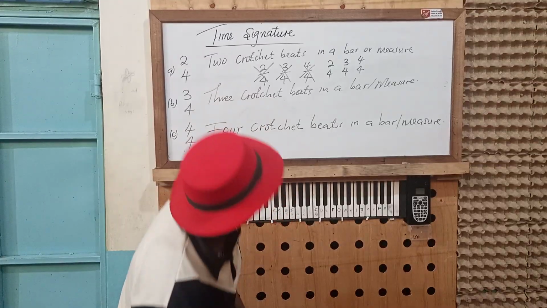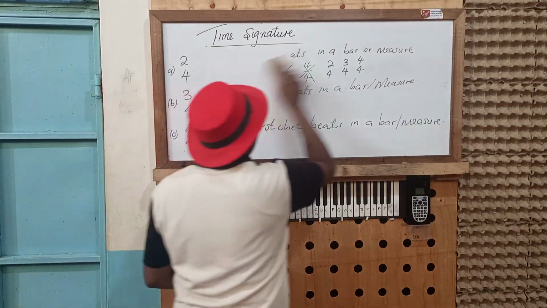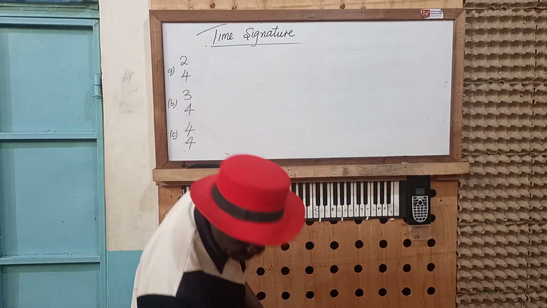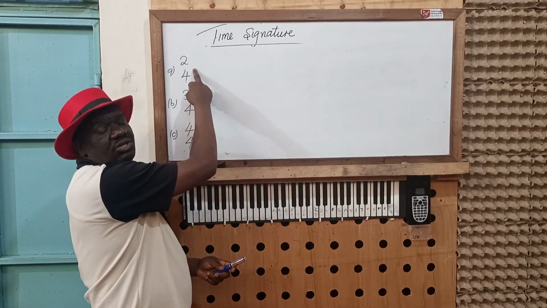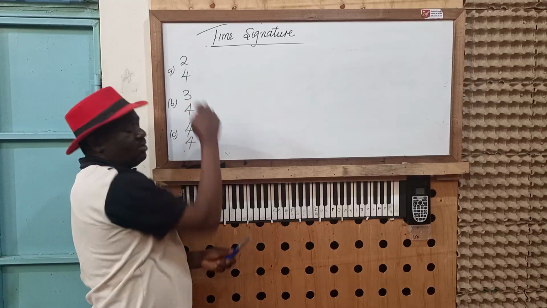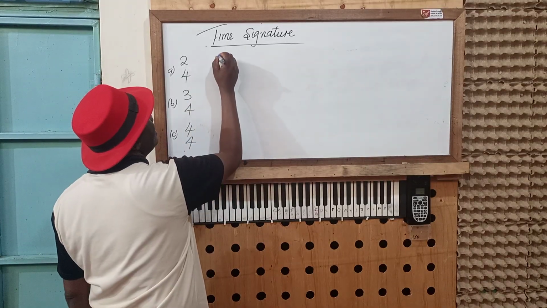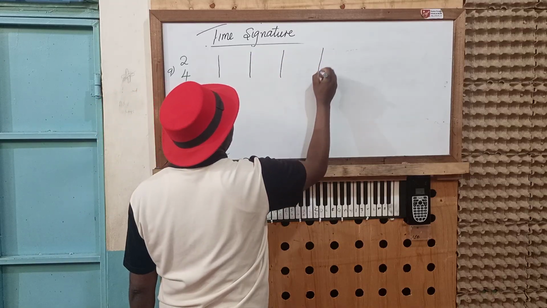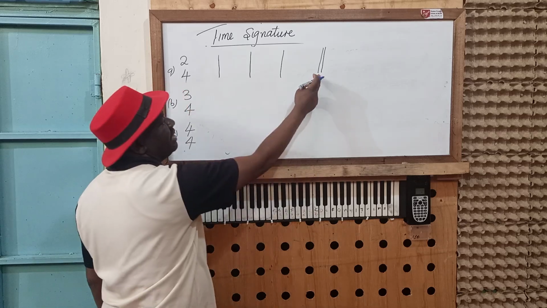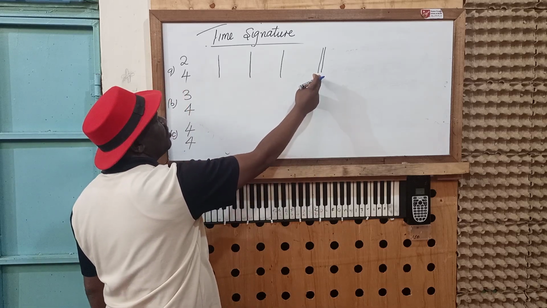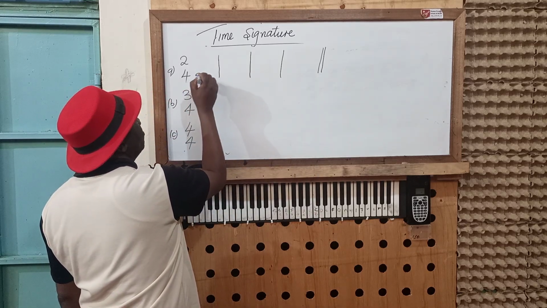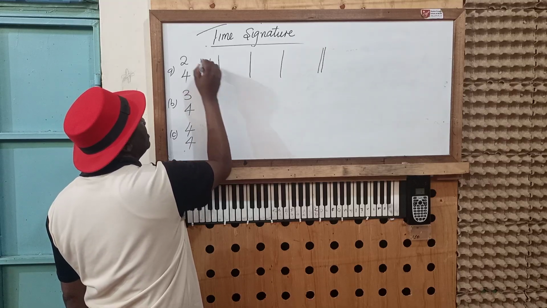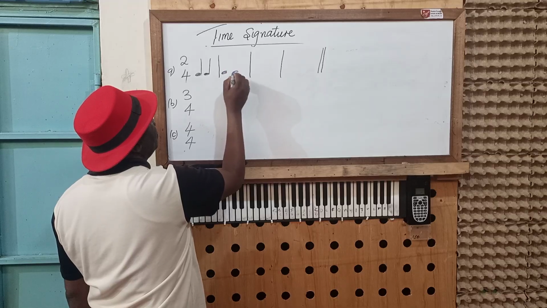Now, I want to progress. If you can remember, we said this one means 2 crochet beats in a bar. So now, I want to introduce bars here. Bar 2, bar 3, then bar 4. And when you see a double bar line, it means the end of music composition. So, from notes, we said this note is called a crochet. So look at this.